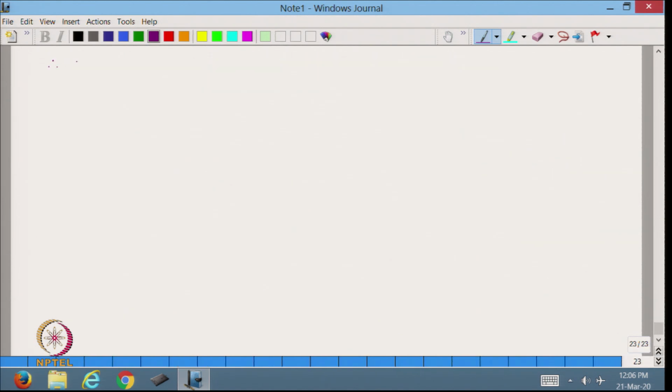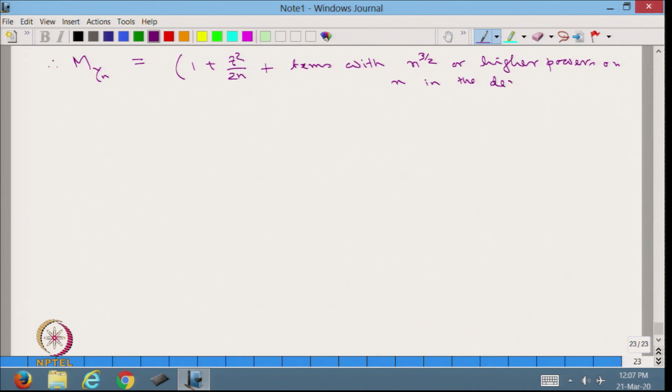Therefore, the moment generating function of y n is equal to, what we get from here, 1 plus t square upon 2 n plus terms with n to the power 3 by 2 or higher powers of n in the denominator, whole to the power n.